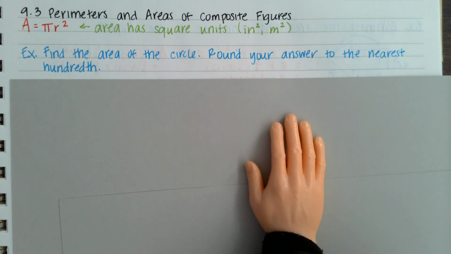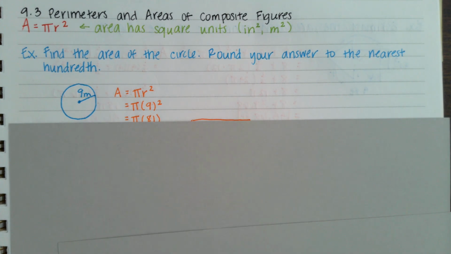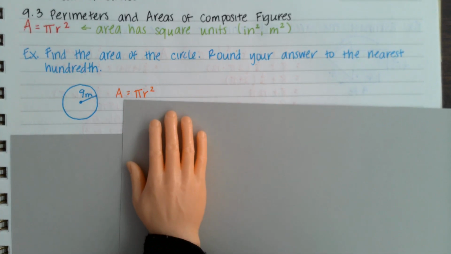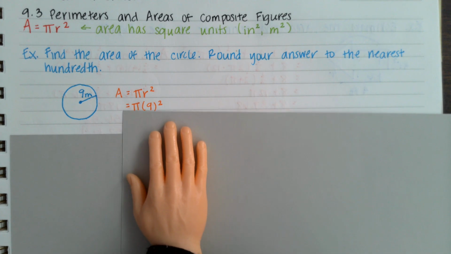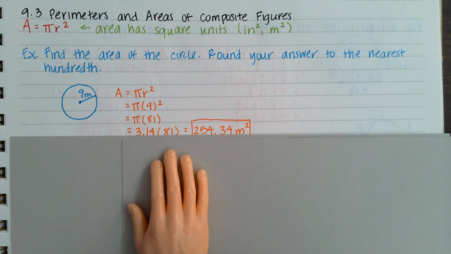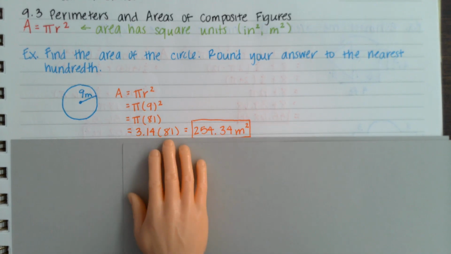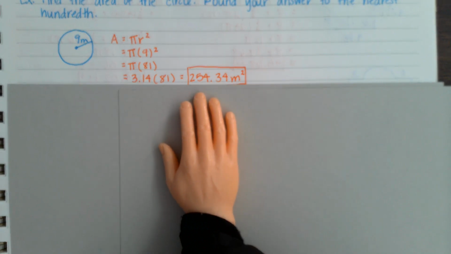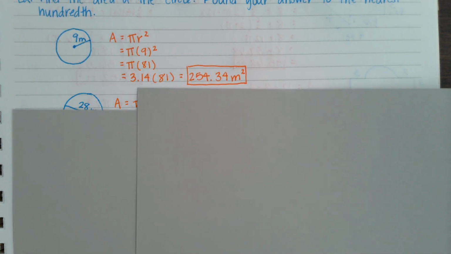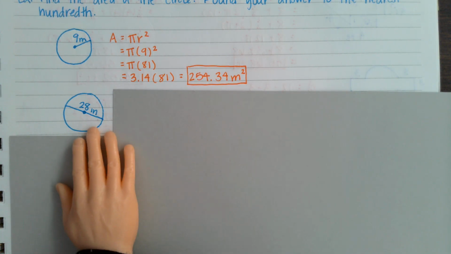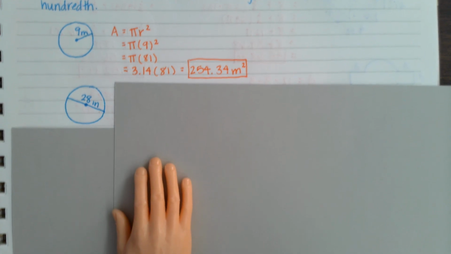nearest hundredth. So here I have a radius of 9, and using my formula, area equals pi times radius squared. Plugging in 9, that's pi times 81, and rounded to the nearest hundredth, multiplying by 3.14, we would get 254.34 meters squared.